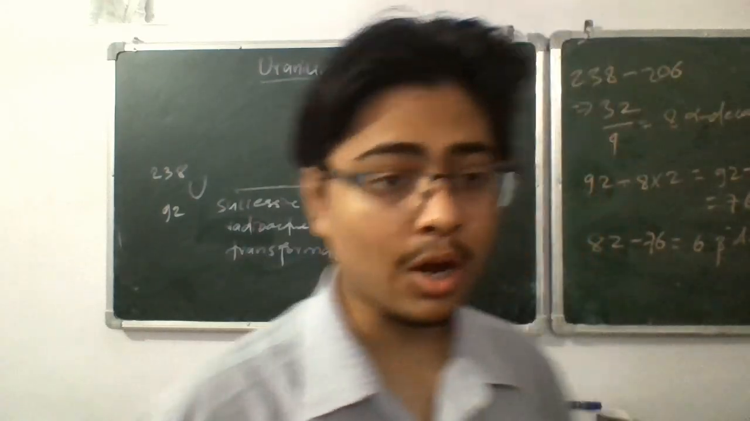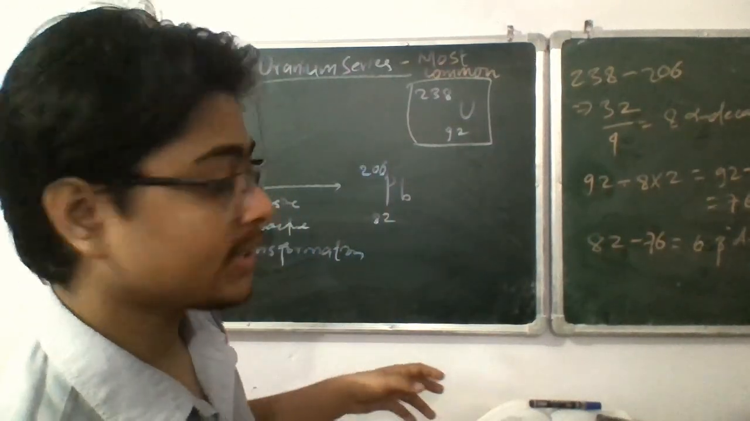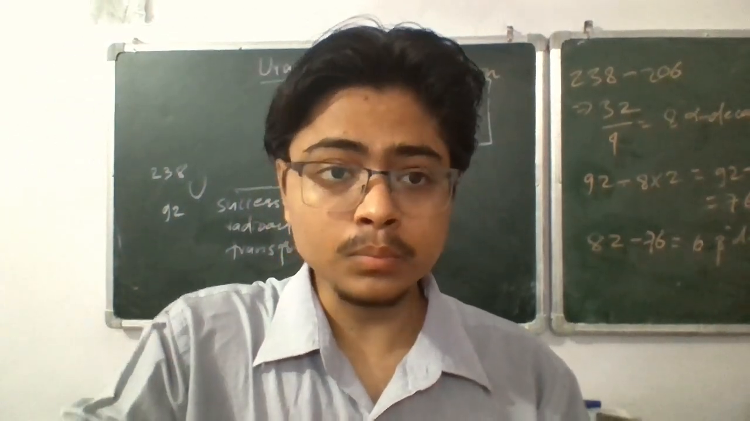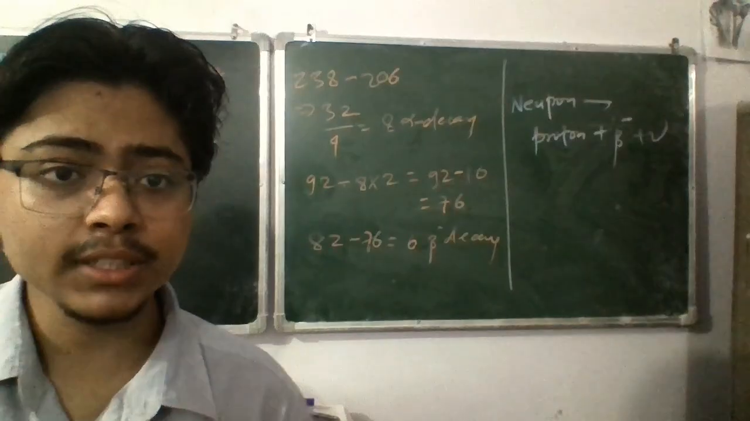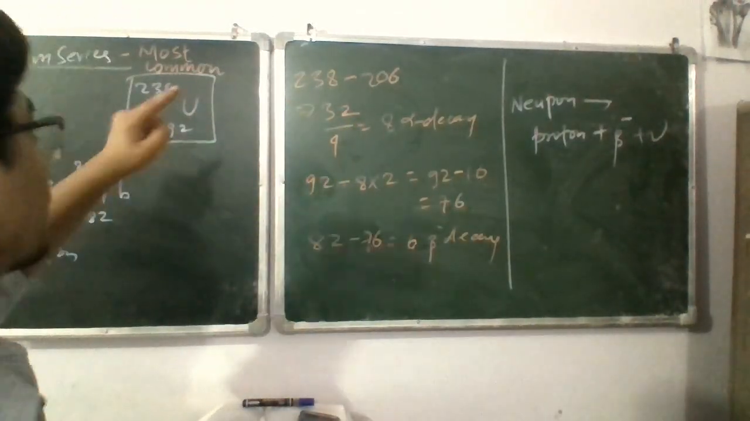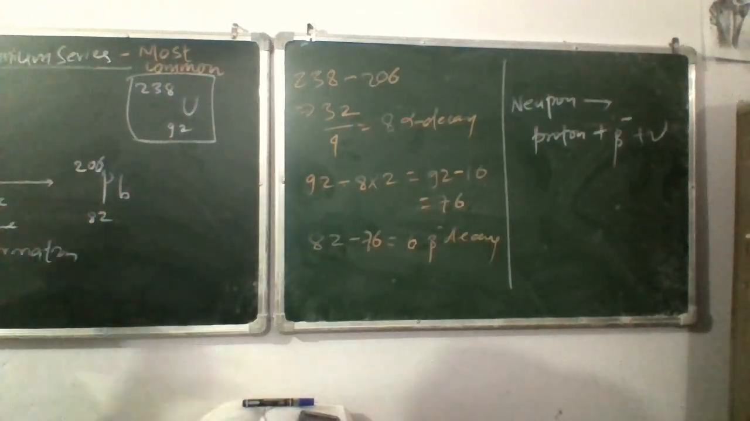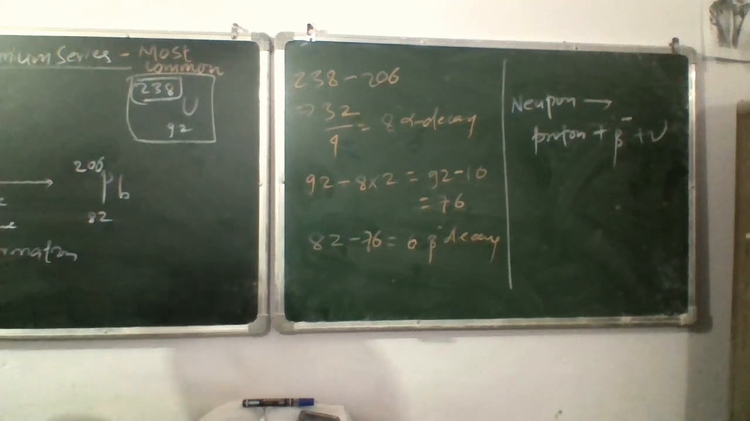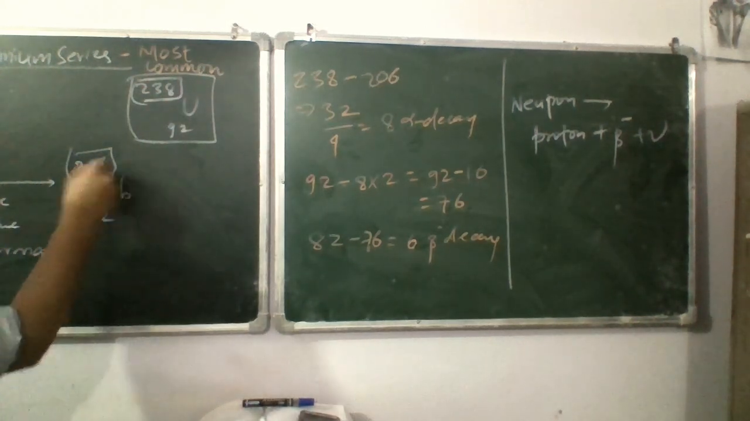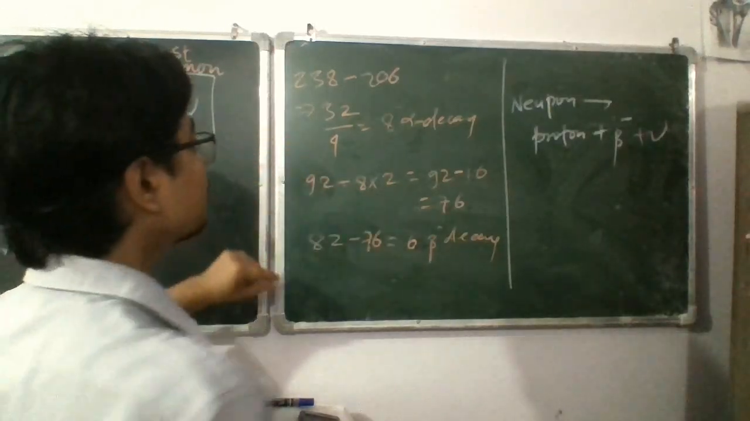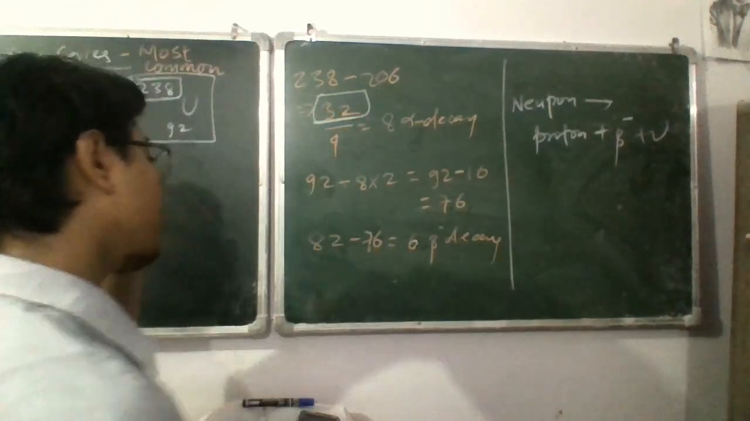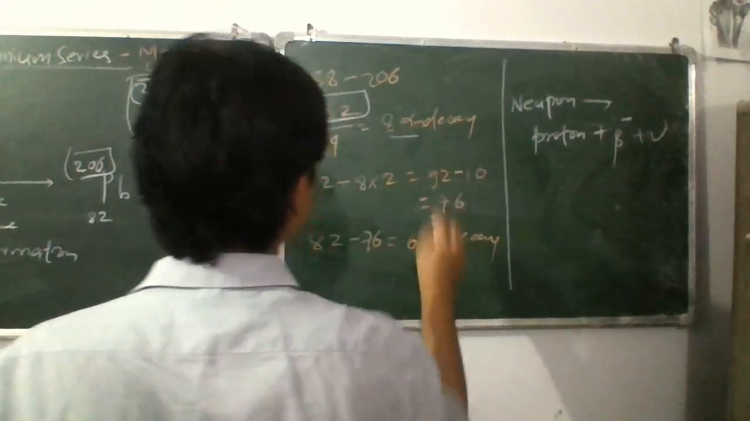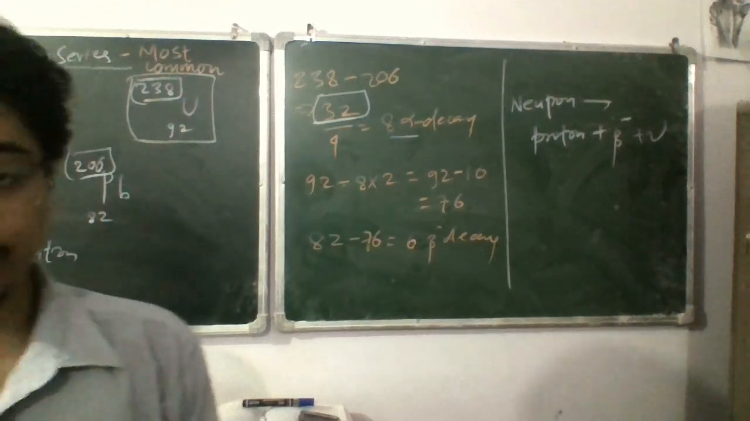If you want to know how many alpha rays and how many beta rays are there, you can consider this. What I did is I subtracted the atomic weight of 206 lead from that of 238 uranium, and I get 32. If I divide it by 4, it gives us 8. So this value 8 represents the number of alpha decays. There are altogether 8 alpha decays.